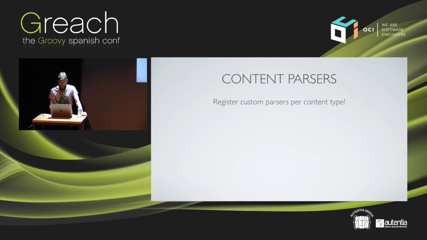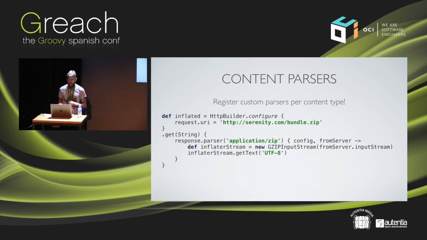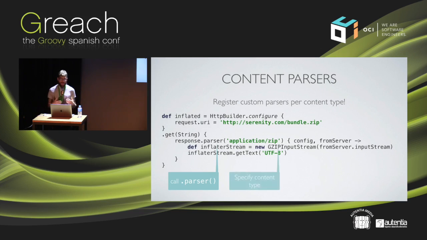So if we go back to the examples again, we'll see it's also fairly similar. When I do a GET request, I take the response object and I call parser, and then I specify what's the content type which I'm interested in displaying or parsing. In this case, I tell the parser, well, every time you encounter content which is a zip file, I want you to do this and that.